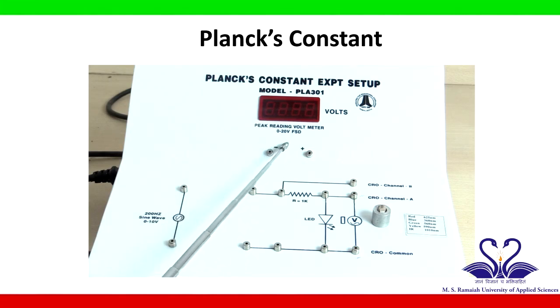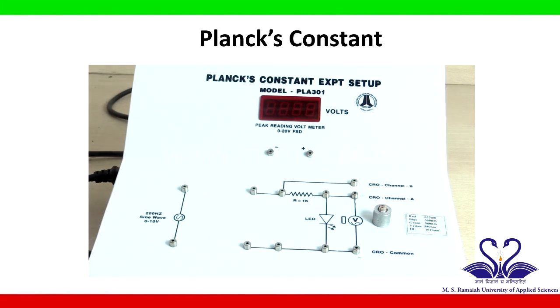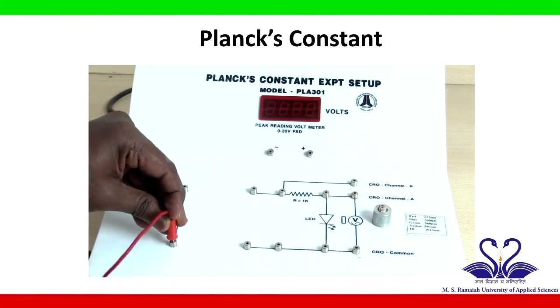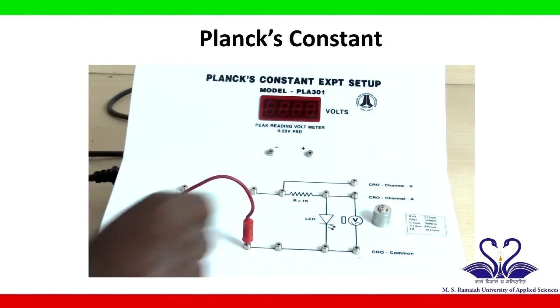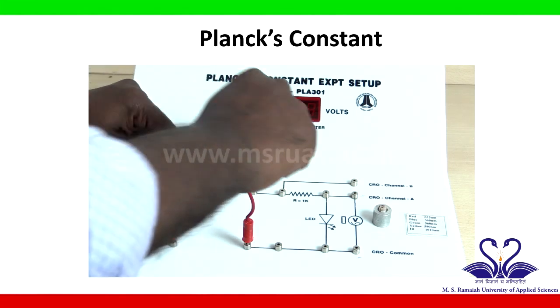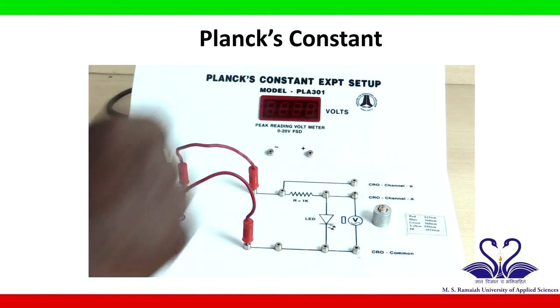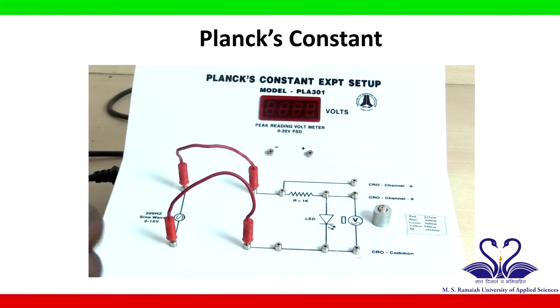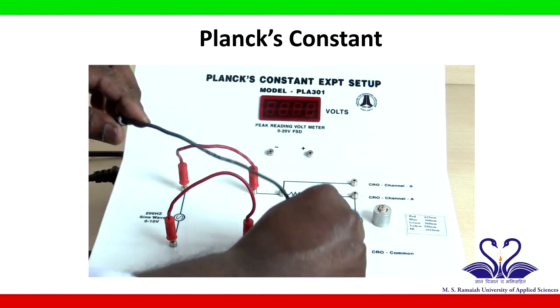This is the voltmeter which shows the voltage across the light emitting diode, and we have to place the LED here. Now, we will start the experiment. Before that, we have to complete the circuit. The circuit is completed as follows. Connect the source at these 2 points. Now, connect the LED in forward bias.